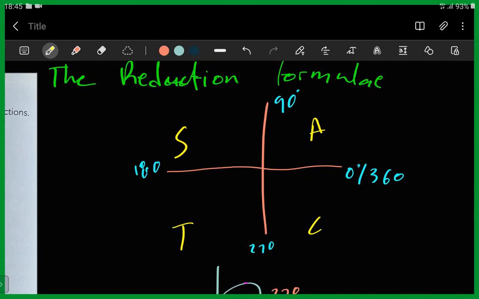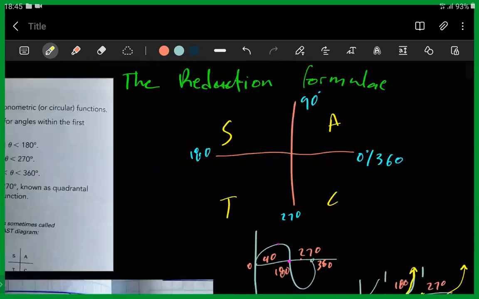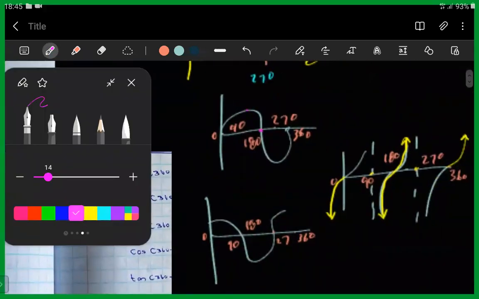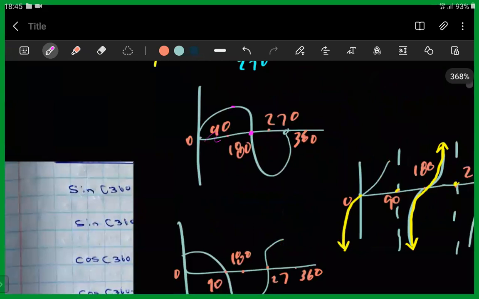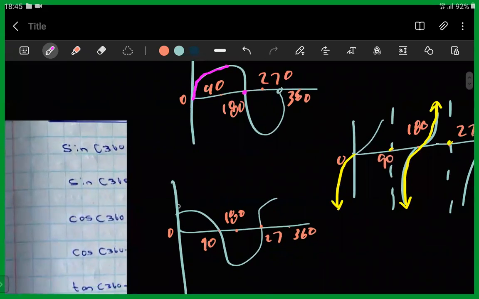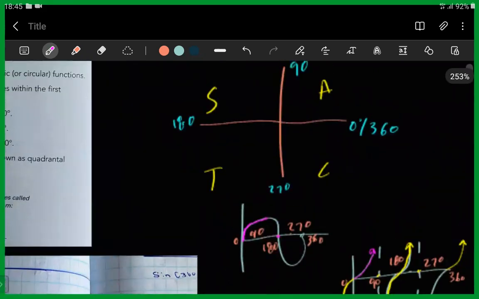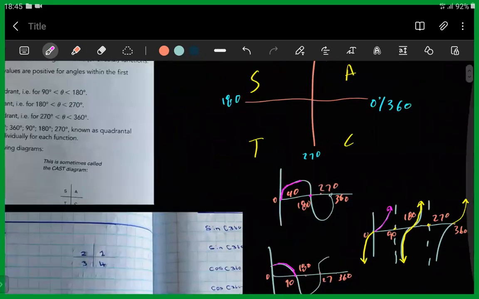Now, what this order does is it tells you that between 0 to 90 degrees, all these graphs have positive Y values. And the pictures say that. You see, from 0 to 90, sine has positive Y values. A cos graph also has positive Y values. A tan graph also has positive Y values. So that's what they mean when they say from 0 to 90, all of them are positive.